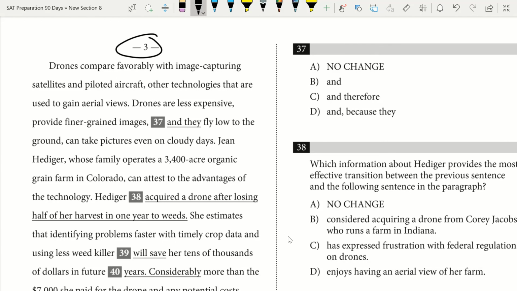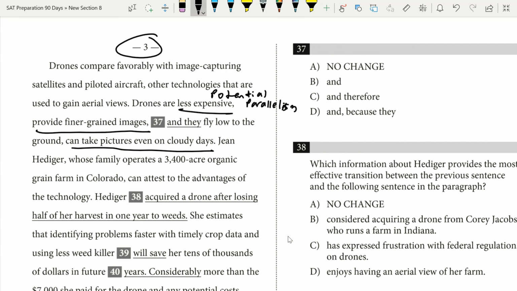Okay, drones compare favorably with image capturing satellites and piloted aircraft, other technologies that are used to gain aerial views. Drones are less expensive, provide finer grained images. Okay, right here I know I'm looking at a potential parallelism question because I'm starting a list, so keep that in mind. It's a potential parallelism question, and I'll actually show you it ends up not necessarily being one in a minute, but keep in mind anytime we see that, we are looking at that as a possibility because we have a list here. And they fly low to the ground, can take pictures on even cloudy days.